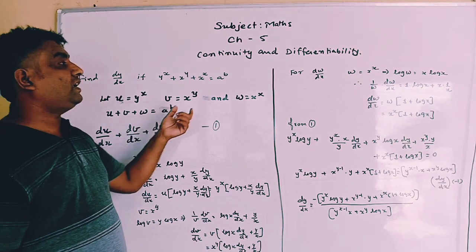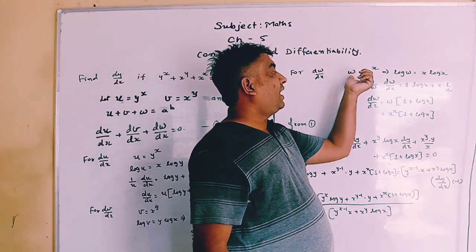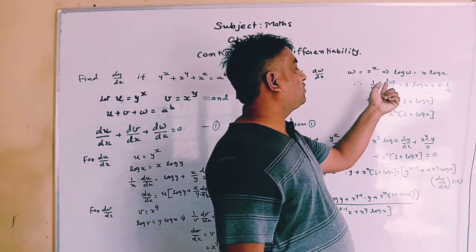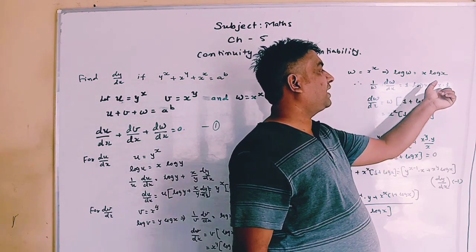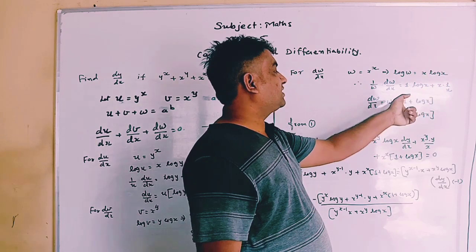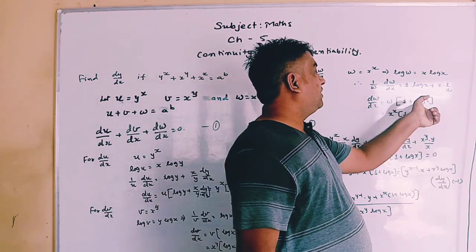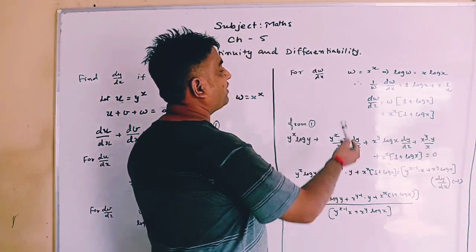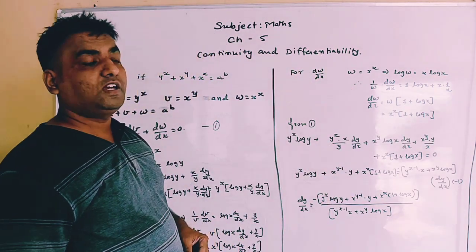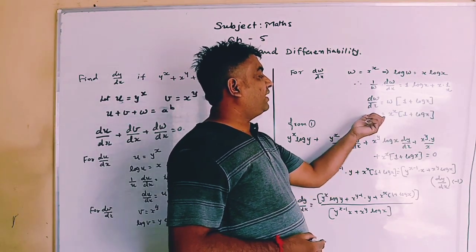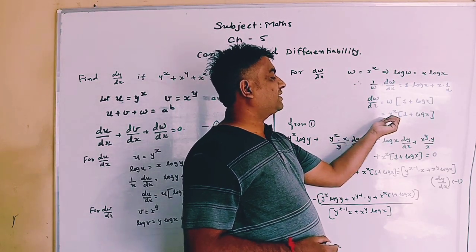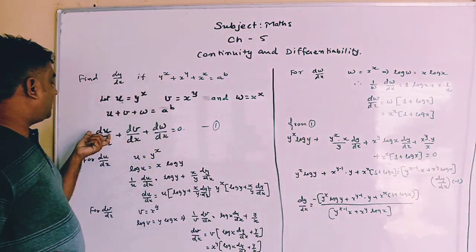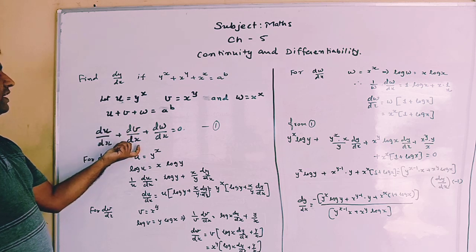Now for dw by dx, we have w equals x raised to x, so log w equals x log x. Differentiating, 1 by w dw by dx equals 1 plus log x, since x times 1 by x cancels, and so dw by dx equals w into 1 plus log x, which is x raised to x into 1 plus log x. Keep this in mind as the formula for x raised to x: whenever we get x raised to x, its differentiation is x raised to x into 1 plus log x.